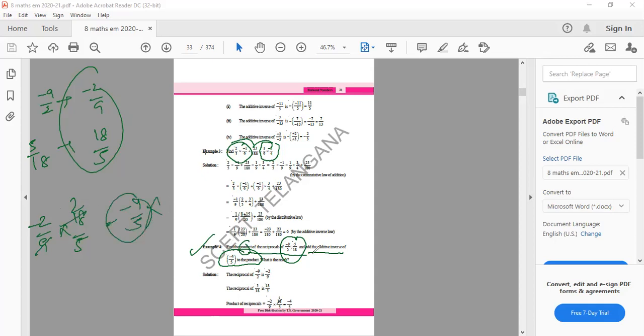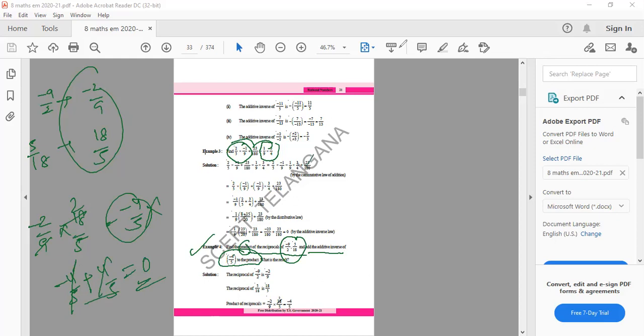For this, what do you have to do? You add the additive inverse of minus 4/5. What is the additive inverse of minus 4/5? Plus 4/5. So minus 4/5 plus 4/5, you need to add the additive inverse of this one. The denominators are same, both cancel. The answer is 0. Are you clear? Okay.